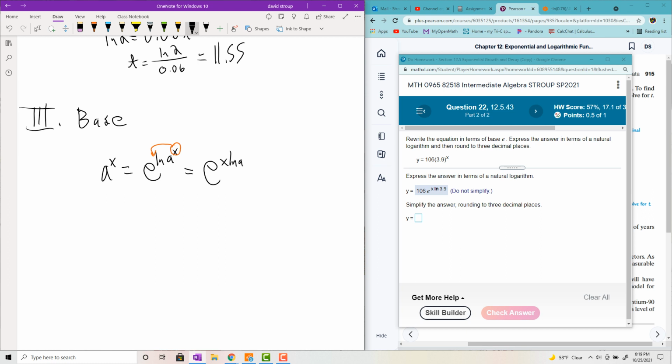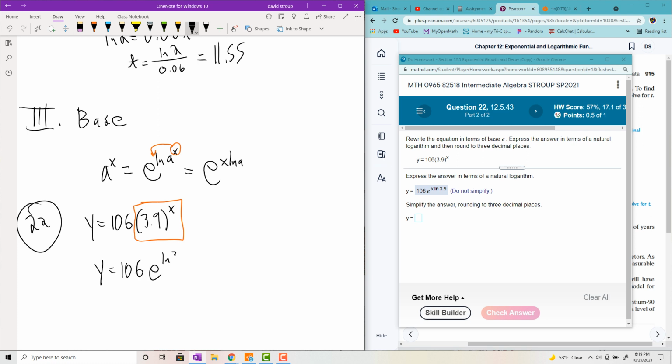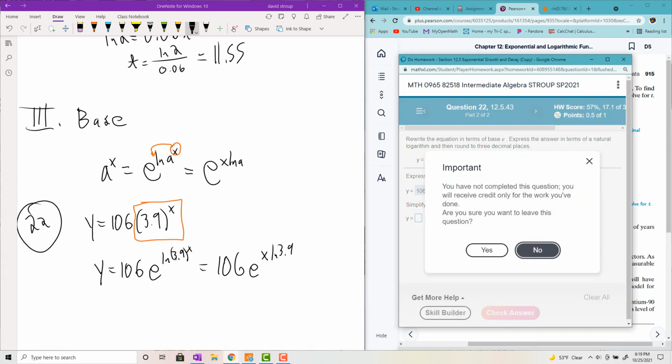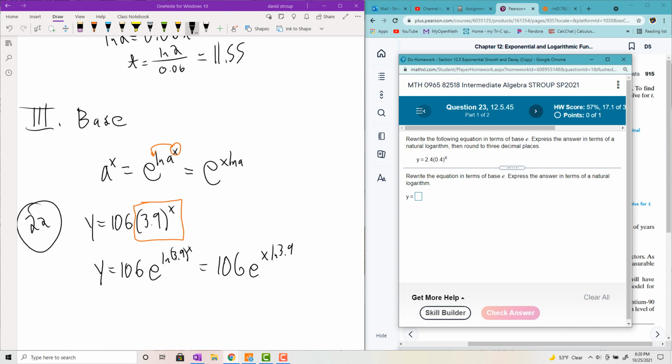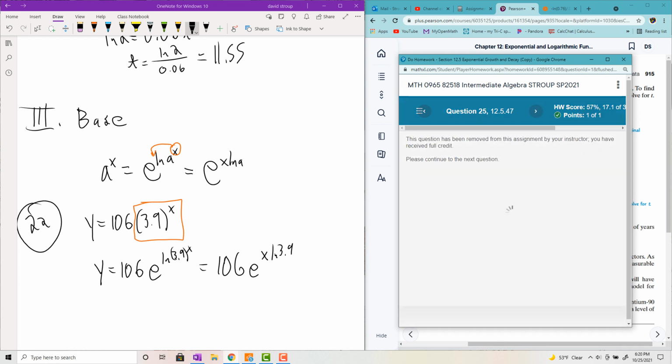That's just how it works. All right, so for example, question 22, we want to rewrite y equals 106 times 3.9 to the x. It's this part you're rewriting as an exponential with base e. So you would have y equals 106 e to the ln of 3.9 to the x, and then you use the power rule to rewrite that as 106 e to the x ln of 3.9. And then they want you to round the answer. Same deal here, same kind of problem, and I guess that's about it then.